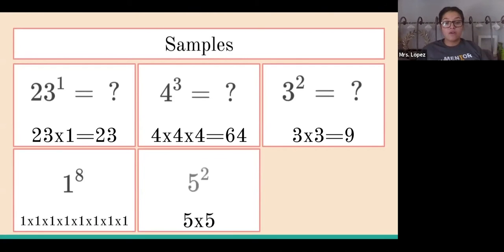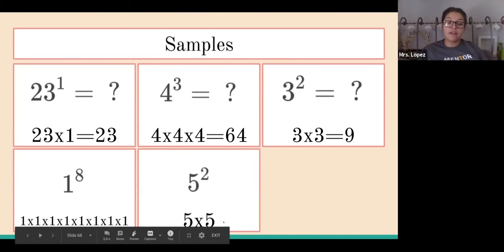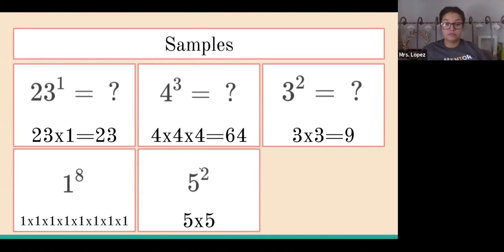If you have now 5 raised to the 2, you are correct because it's saying that 5 is multiplied by 5 2 times. There's 1, 2, 5. You have 5 raised to the 2nd power.